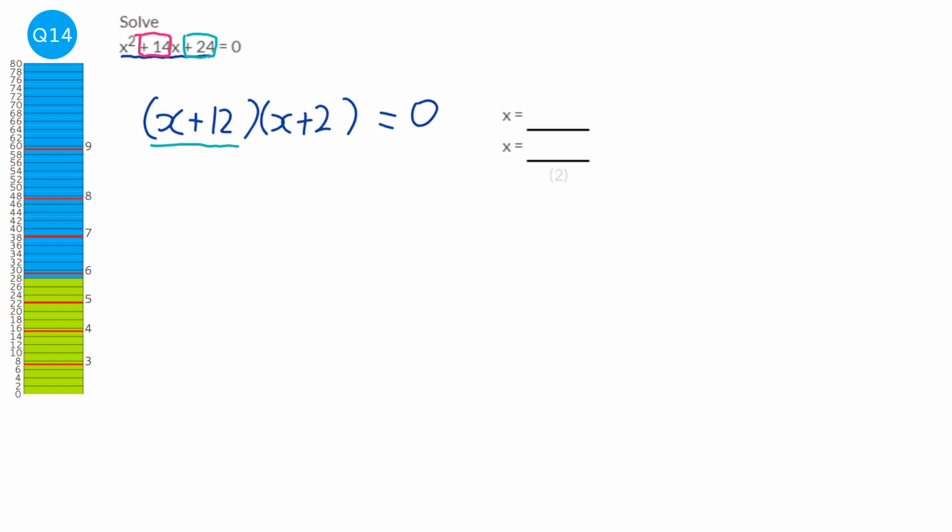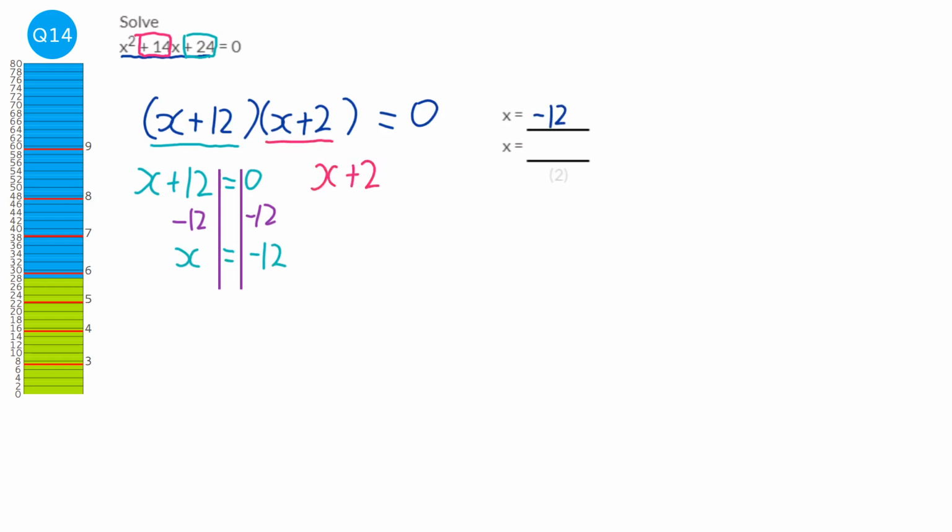And to solve, we get the left-hand bracket equal to 0. And we get our solving lines in. So minus 12 both sides, and you get x equals minus 12. So that's one of our solutions. And we do exactly the same thing with the other bracket. Get it equal to 0, and solve. So we're going to take away 2 from both sides to get x on its own. So x equals minus 2. So our solutions are 12 and minus 2.